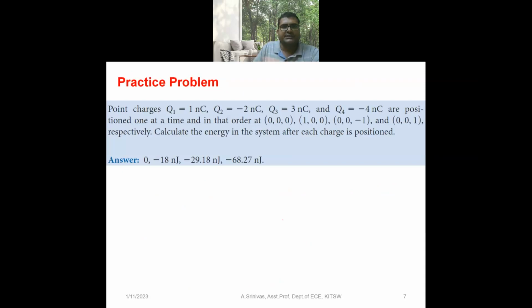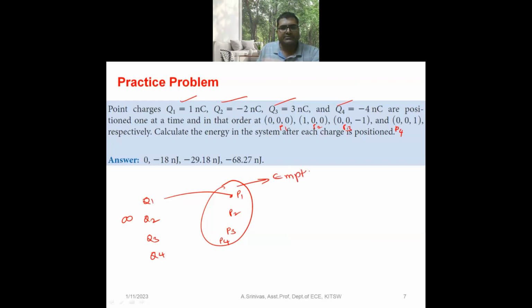Refer to the practice problem. Here 4 point charges are given. Initially an empty space is present, and Q1, Q2, Q3, and Q4 are initially present at infinity. We have to transfer Q1 to P1, Q2 to P2, Q3 to P3, and Q4 to P4. The points P1, P2, P3, and P4 are given, and we need to calculate. Here the space is empty initially.